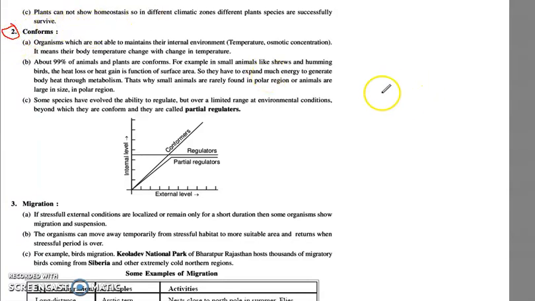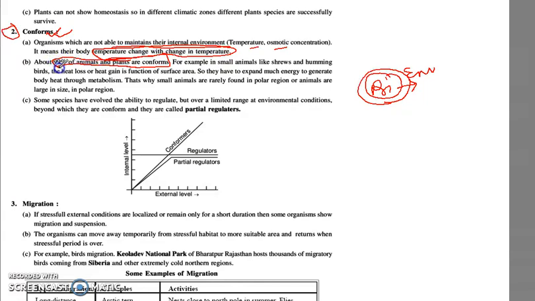Conform means the organism, suppose this is the biotic habitat and this is the environment, first confirms what the environment condition is, then it changes its body. Got it? So this is called what? The conformer. So organisms whose internal environment, whether temperature or osmotic concentration, changes according to the change in the surroundings are normally regarded as what? The conformers.